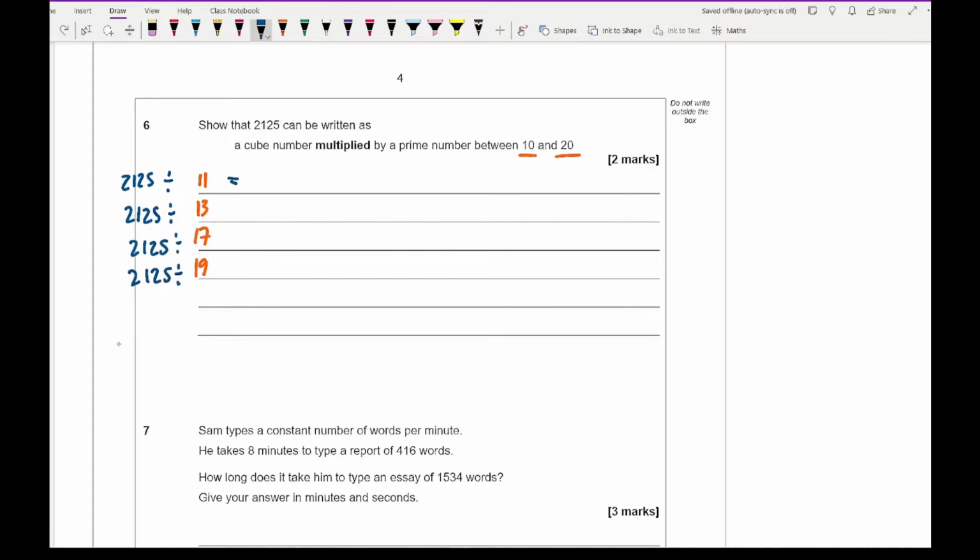So 2125 divided by 11 doesn't give me a nice number, so it's not going to be that one. 2125 divided by 13 doesn't give me a nice number. Then 2125 divided by 17, that gives me a nice number, that's 125. Is 125 a cube number? Yes it is. So it's going to be 17 multiplied by 125 equals 2125, and there is my answer.